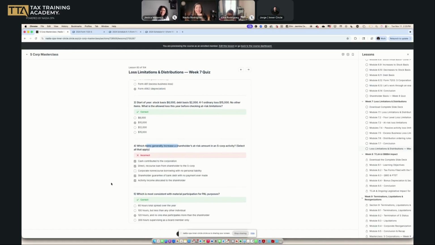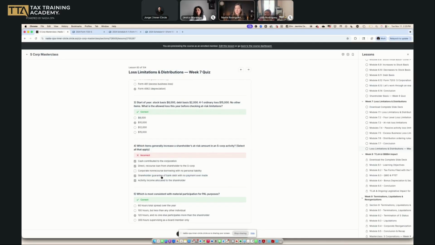Okay. So the one that shows is the one that should not have been selected: shareholder guarantee of bank debt with no payment ever made. That's what got that answer wrong. At risk? Shareholder guarantee of bank debt with no. This right here, shareholder guarantees the bank debt.